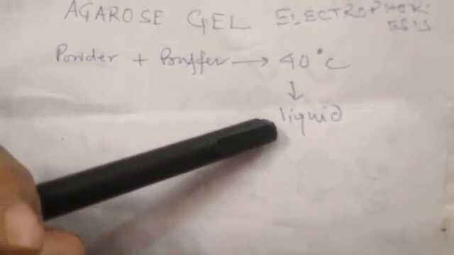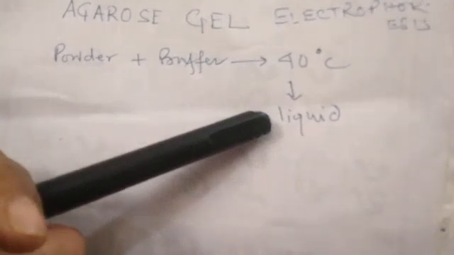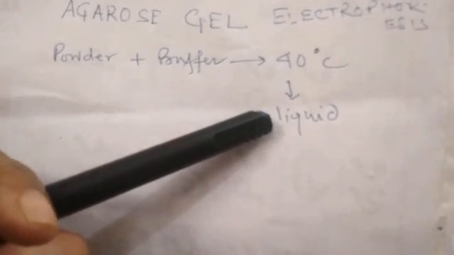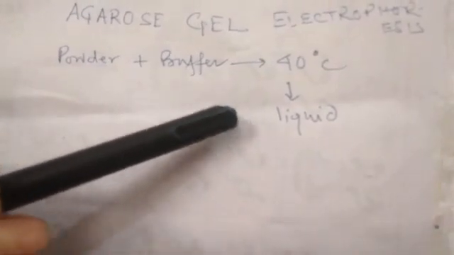We get agarose in powder form. Now this powder agarose is added to buffer and heated, and then it becomes a liquid, more of a viscous liquid. Now if we cool it, then what will happen? It will form a gel. So when we cool this liquid, it will form a gel.